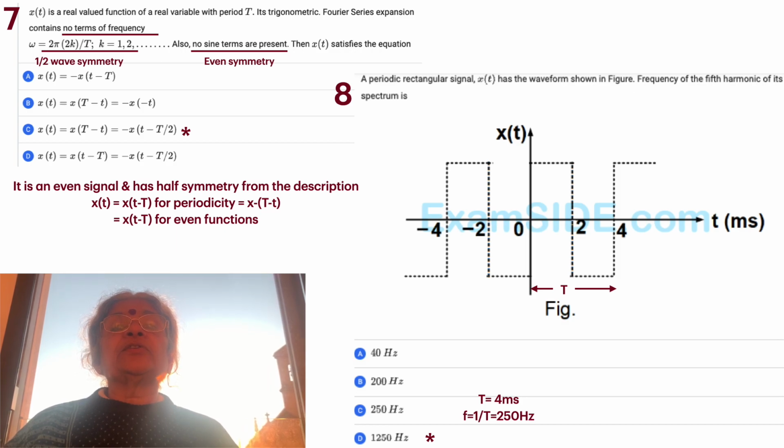That is, x(t) is equal to x(t minus T) is not right. Okay, so let's go for the eighth problem.